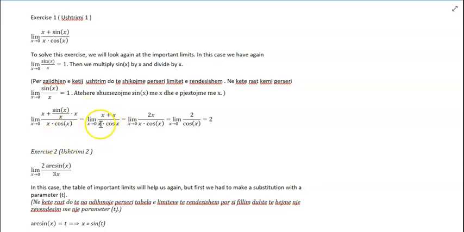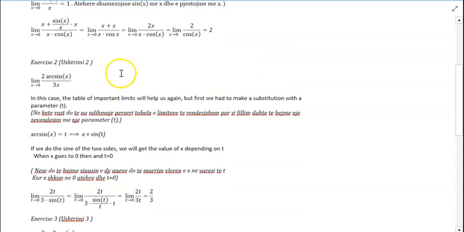When the limit when x goes to 0 of sine of x over x is equal to 1, then we have the x plus x in the numerator, and the limit when x goes to 0 of 2x over x times the cosine of x. And x's cancel out, and we end up with the limit when x goes to 0 of 2 over cosine of x is equal to 2, because if we put the value of x equal to 0 in the cosine, we have that the cosine of 0 is equal to 1.